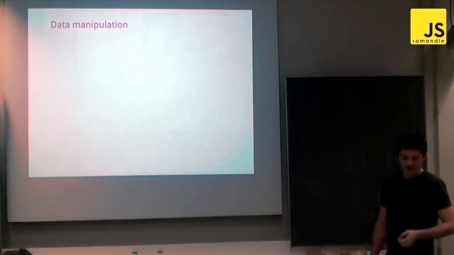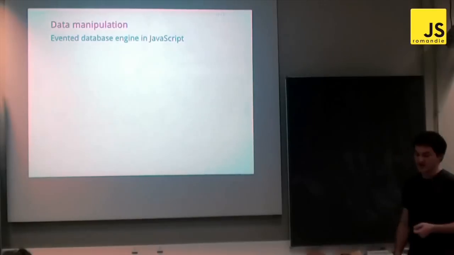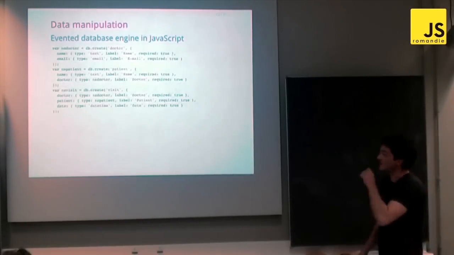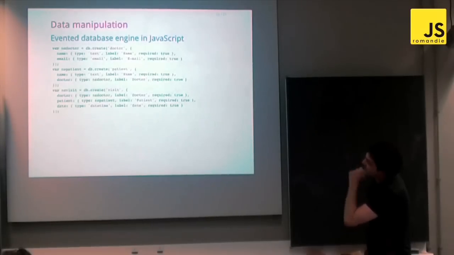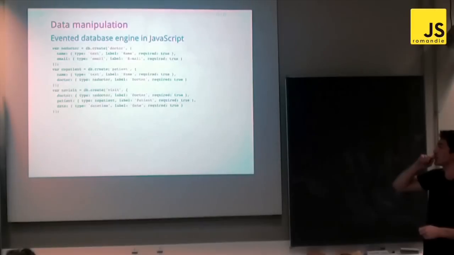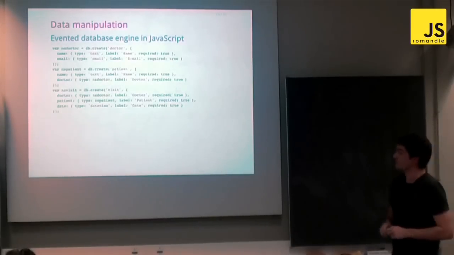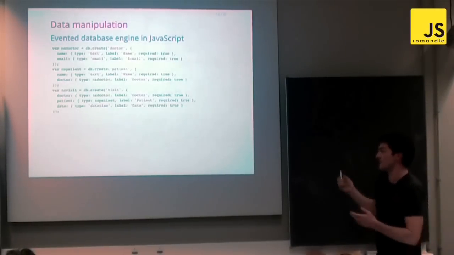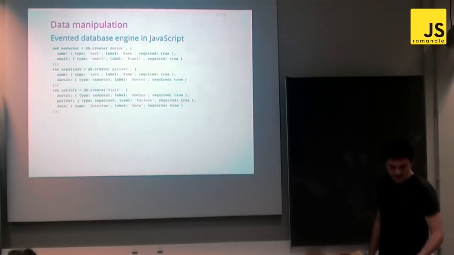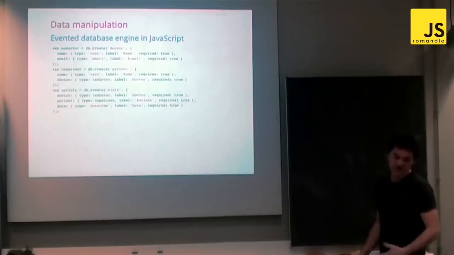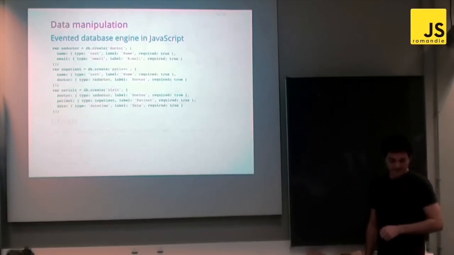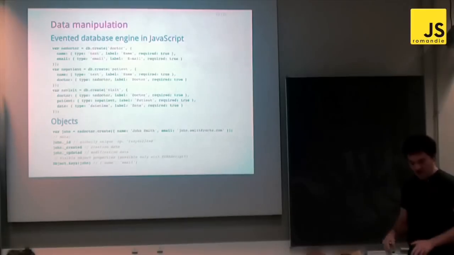Data manipulation: this is about that event and database engine in JavaScript that I just mentioned. This is an example of how the namespaces are created in that database engine. Doctor, patient, visit, examples from this application. You provide a schema, fields, and provide the type. This is a simplified example, of course. I just wanted to show how it works internally.